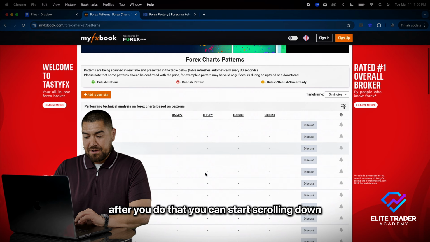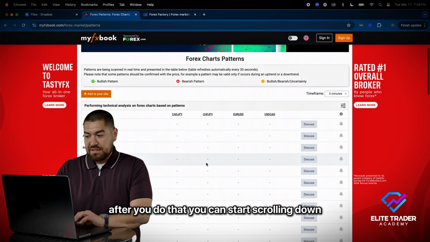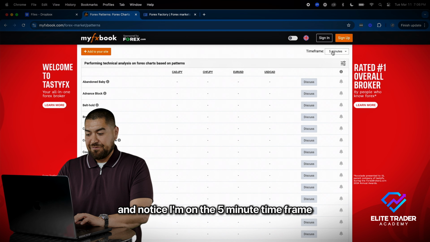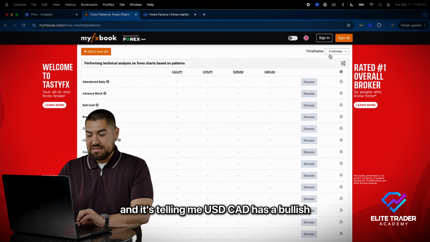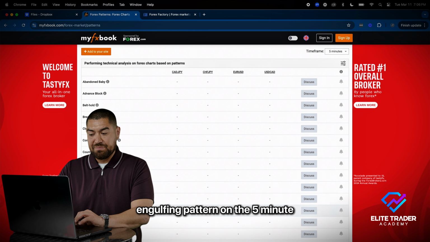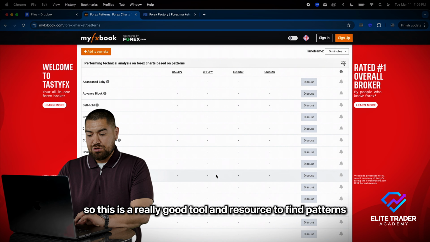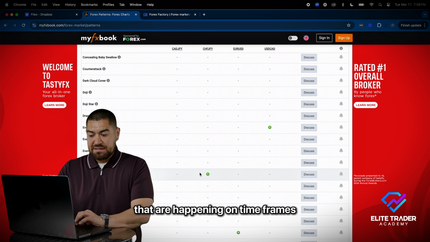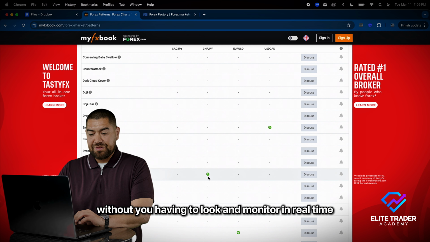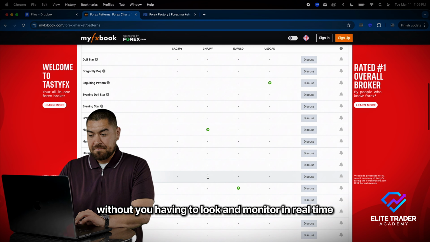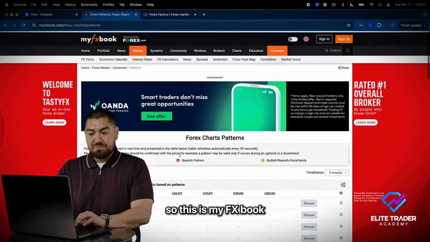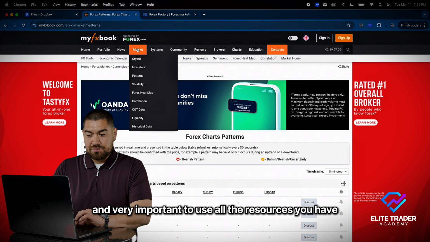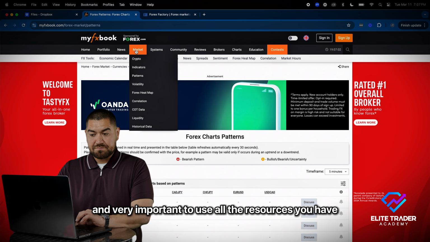After you do that, you can start scrolling down and notice I'm on the 5-minute time frame and it's telling me USD CAD has a bullish engulfing pattern on the 5-minute. So this is a really good tool and resource to find patterns that are happening on time frames without you having to look and monitor in real time. So this is MyFX Book, and it's very important to use all the resources you have.